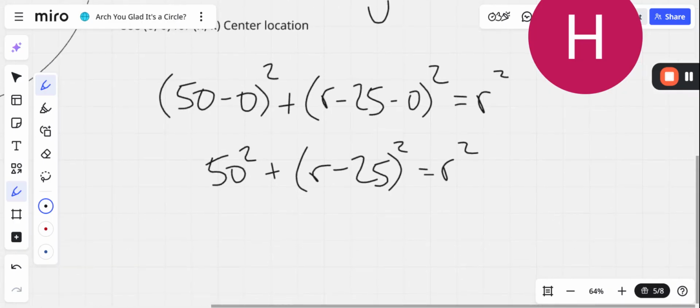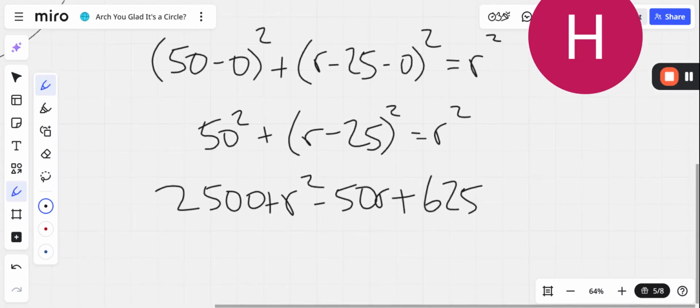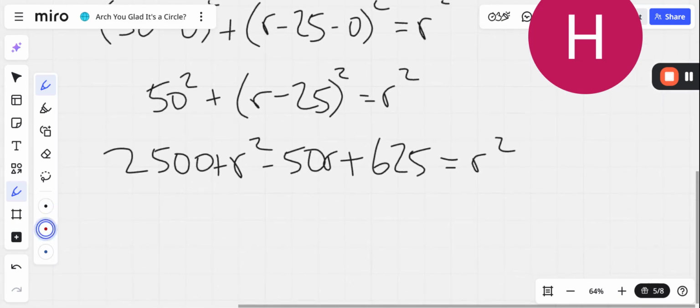Here we have r squared minus 50r plus, careful, because negative 25 times negative 25, don't screw that up in the last step, is equal to 625. And here we have 50 squared, which is 2500. And this all equals r squared, so it's not even going to be a quadratic situation. You don't even have to worry about it being quadratic. They have r squareds on both sides of the equation, so those just cancel each other out. Perfect.